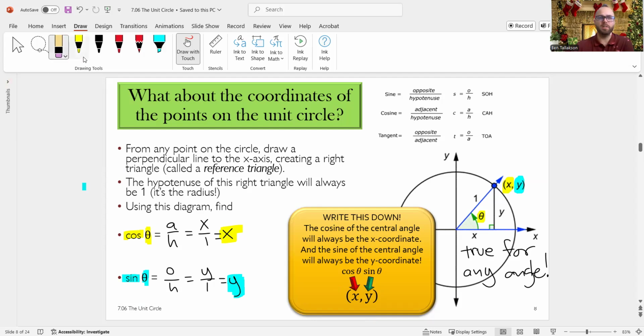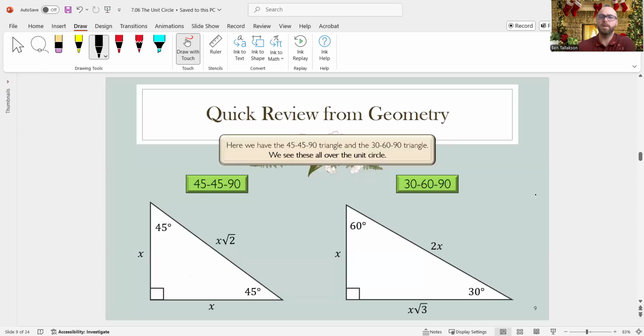And the beauty in this is when you're asked this, you don't need to figure it out. You don't need to work out SOHCAHTOA. You should just hopefully know that's the cosine, that's the sine. So let's go ahead and learn a little bit more about triangles you've seen before, and then we're going to practice some questions about what we just learned.